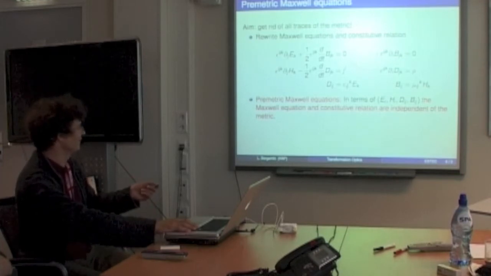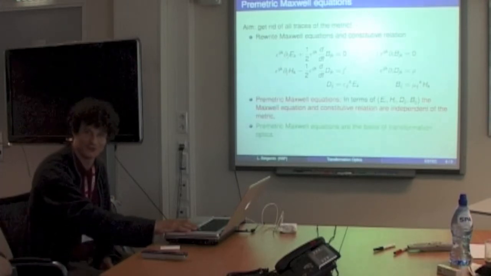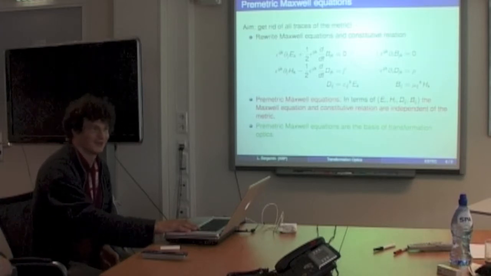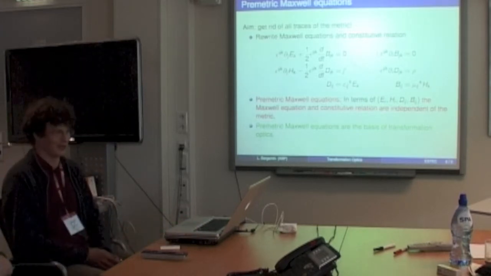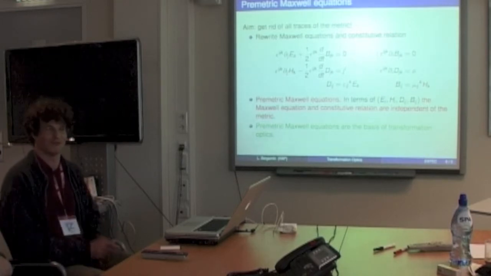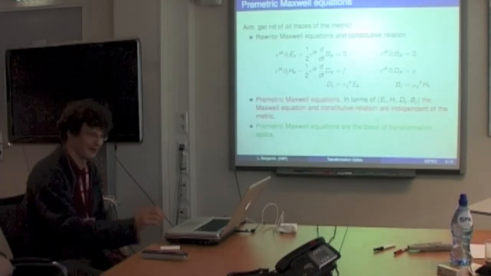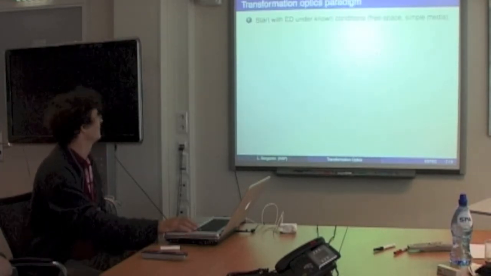So the statement is, in terms of these new fields, the Maxwell equation and the constitutive relation are independent of the metric, and this is the basis of transformation optics. So I can solve the Maxwell equation. I can write down the solution of the differential equations. This differential equation does not know anything about the structure of space or the choice of coordinates.